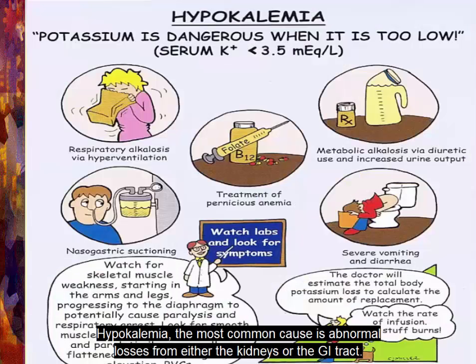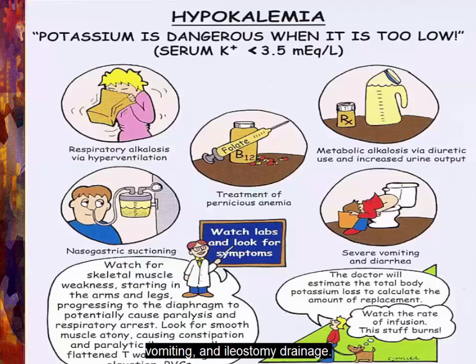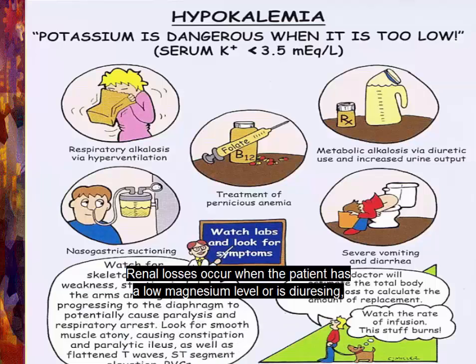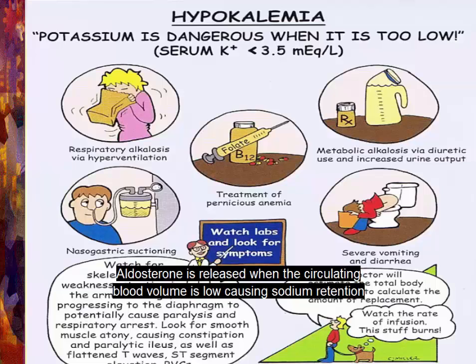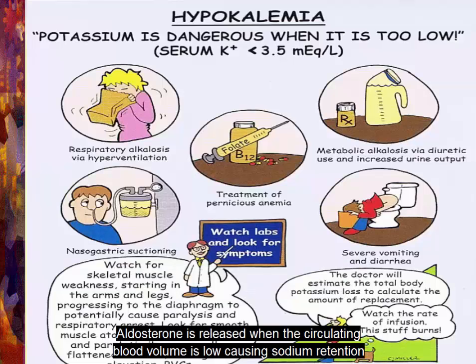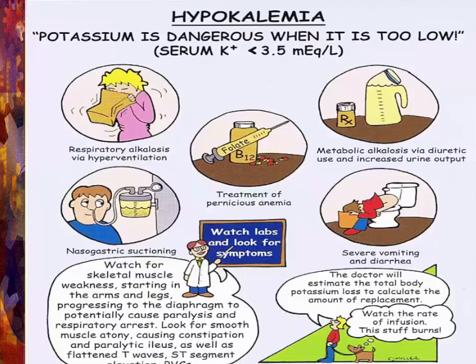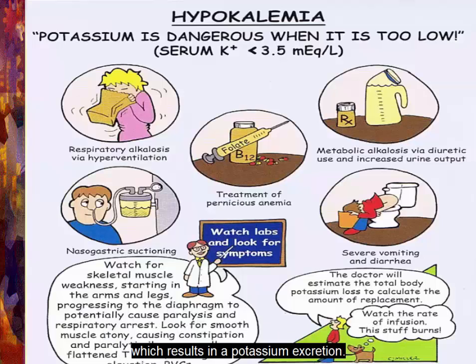Hypokalemia. The most common cause is abnormal losses from either the kidneys or the GI tract. The GI tract losses of potassium are associated with diarrhea, laxative abuse, vomiting, and ileostomy drainage. Renal losses occur when the patient has a low magnesium level or is diuresing, particularly in a patient with an elevated aldosterone level. Aldosterone is released when the circulating blood volume is low, causing sodium retention in the kidneys with the loss of potassium in the urine. Low plasma magnesium stimulates renin release and subsequent increased aldosterone levels, which results in the potassium excretion.